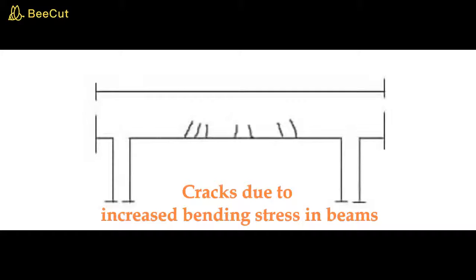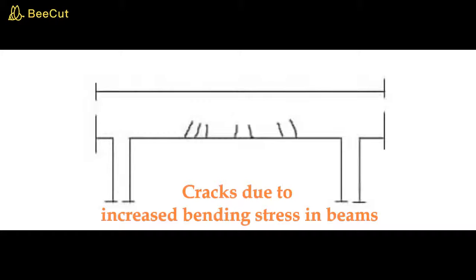The third type of cracks is due to increased bending stress in beams. This type of crack appears near the center of the span of the beam at an angle of 45 degrees with the horizontal, as the bending moment is maximum at that point.